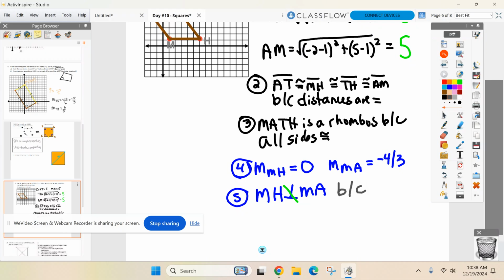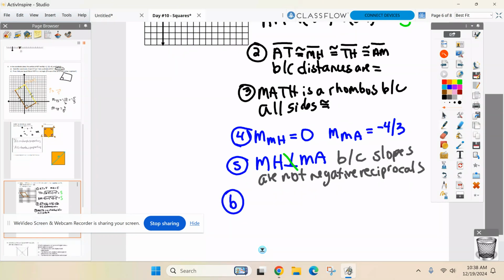Why are they not perpendicular? Slopes are not negative reciprocals. I like it, guys. I like it. You're picking this up well. And this could have been any two sides, any two consecutive sides.